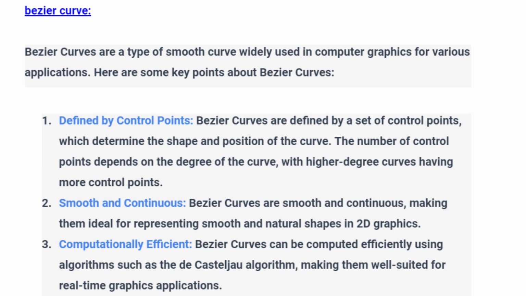of the curve. The number of control points depends on the degree of the curve, with higher degree curves having more control points. Smooth and continuous. Bezier curves are smooth and continuous, making them ideal for representing smooth and natural shapes in 2D graphics.